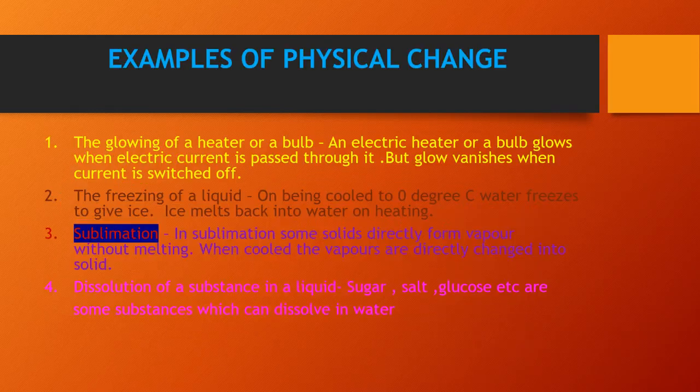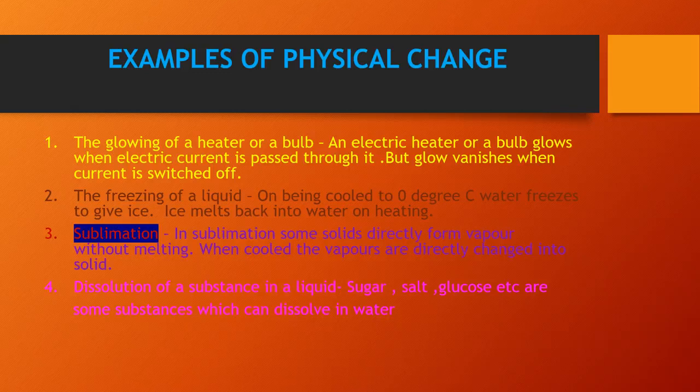In this slide, I have included the examples of physical change. Now, what are the examples which have been mentioned in the book? The glowing of a heater or a bulb. An electric heater or a bulb glows when the electric current is passed through it, but the glow vanishes when the current is switched off. So this is common practice.